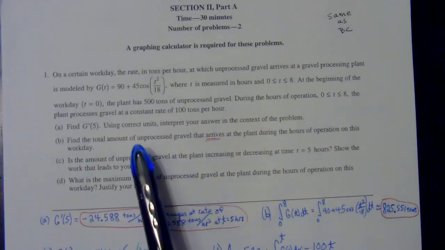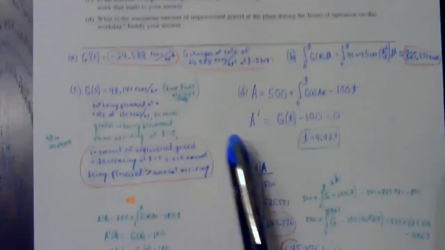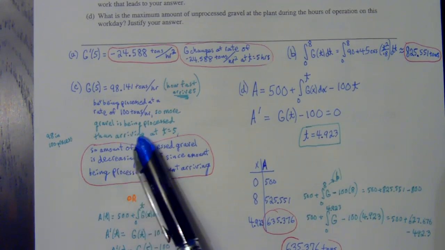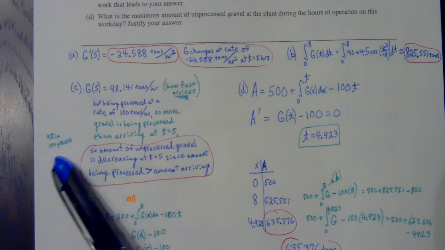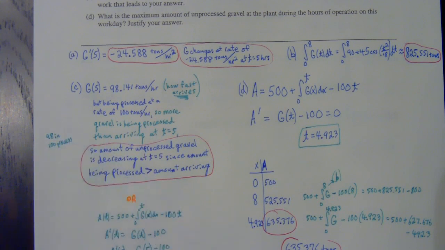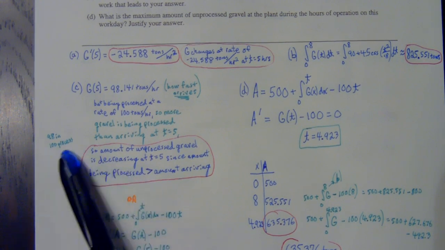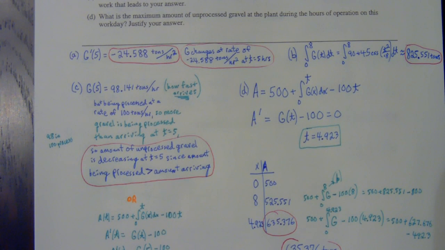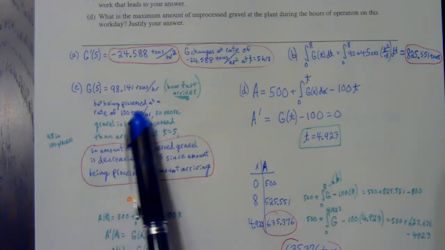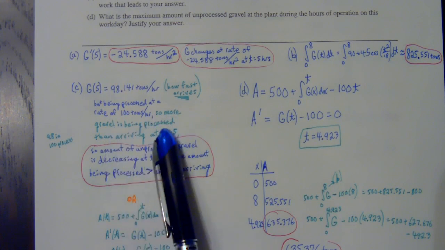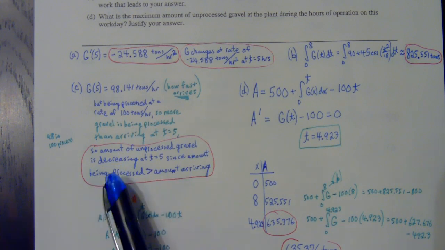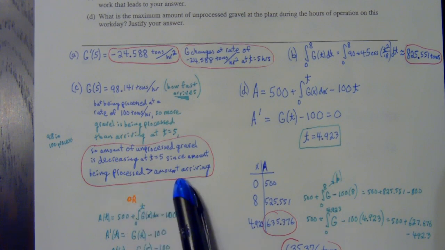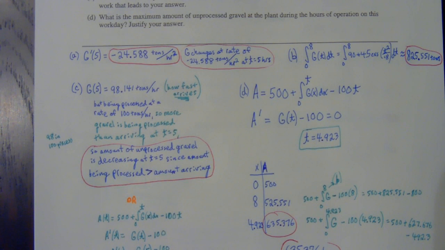But it tells us we are processing at a constant rate of 100 tons per hour. So I was just trying to use some common sense. If it's coming in at a rate of 98 tons per hour, but I'm processing it at a quicker rate than that, that means the total amount of unprocessed gravel is actually decreasing, because I'm processing it quicker than it's coming in. So I reasoned that out like this: the amount being processed is 100 tons per hour, so more gravel is being processed than unprocessed gravel is arriving at the plant. That's why I put that the amount of unprocessed gravel is decreasing at t equals 5, since the amount being processed is greater than the unprocessed amount arriving there. Okay, hopefully that makes sense.